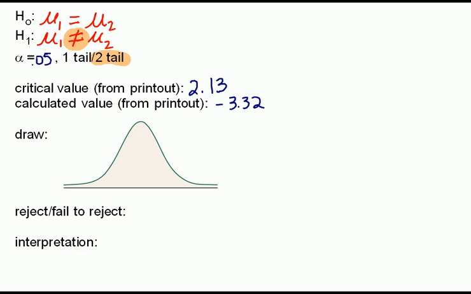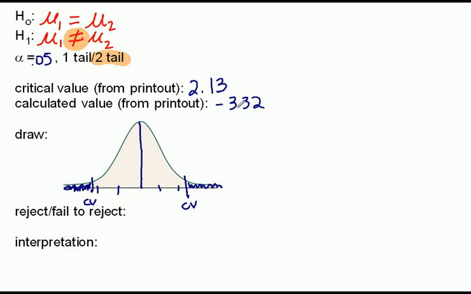Drawing this up, my mean sits right here in the middle. My critical value is 1, 2, and just a little bit beyond that for my critical value. Anything more extreme in the positive direction, and because it is two-tailed, I also have to go the opposite. Negative 1, negative 2, negative 2.13. Anything more extreme than either of those critical values will imply significance.